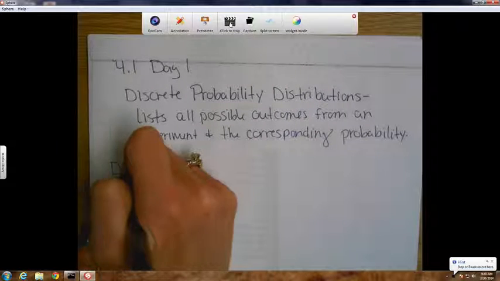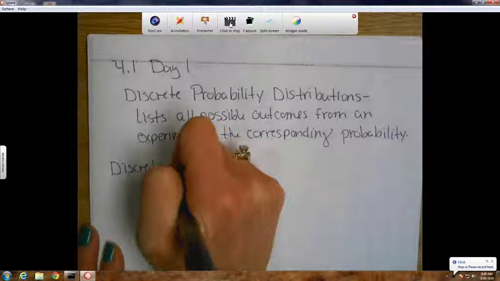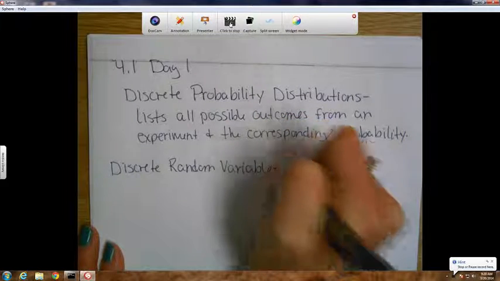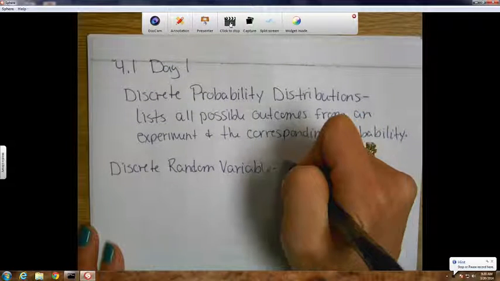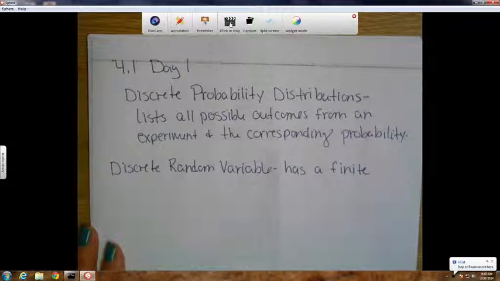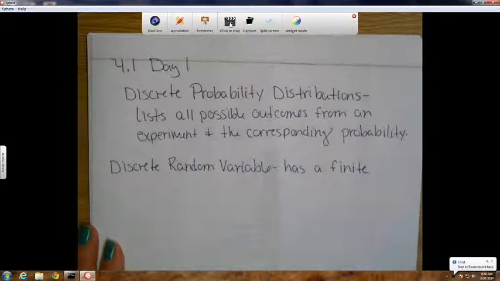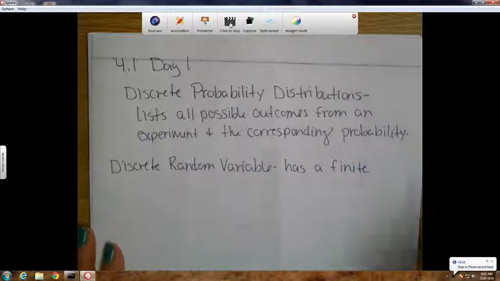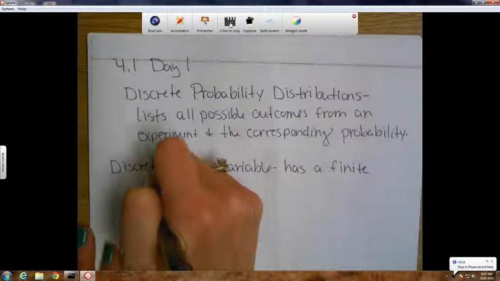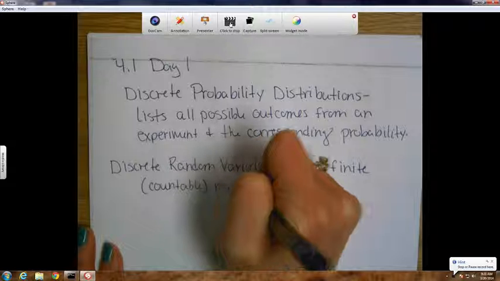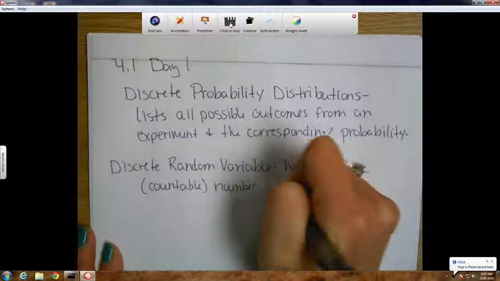A discrete random variable has a finite, what does finite mean? A definite. You can actually count it. Infinite goes on forever, there's no end to it, you can't find the end. Finite is the opposite of that. There is an end, I can count. So it has a finite or countable number of possible outcomes.